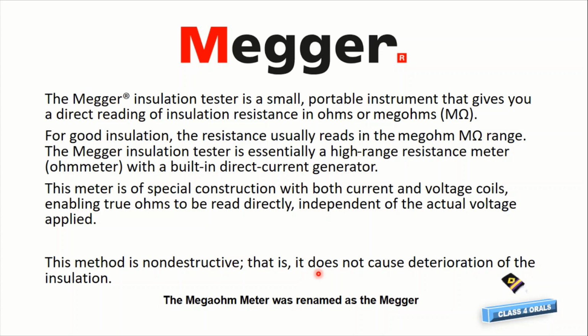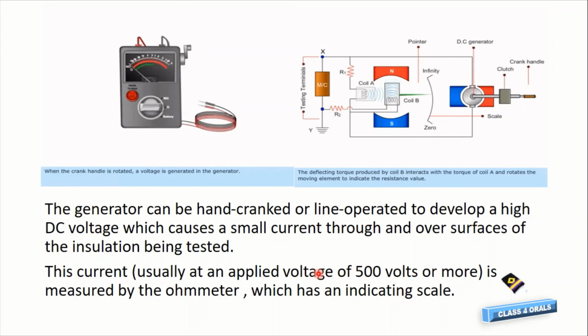Why it is safe we will discuss, but just now we are seeing that here there is a hand crank shown on the Megger, and the voltage is generated by the DC generator. And if we see inside, then there is a clutch, there is a crank handle, and there is a DC generator which is producing the DC voltage across the testing terminals, and through coil A and coil B the pointer will be showing the insulation resistance value from infinity to 0 as per the measurement across the terminals of the machinery.